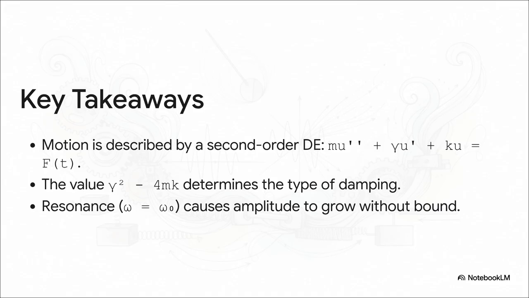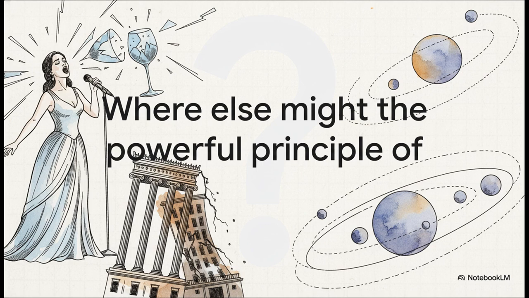Now, we've been focused on a simple mechanical system, but this idea of resonance is everywhere. It's why some buildings are especially vulnerable to earthquakes, it's how an MRI machine works, and it even plays a role in the orbits of planets and moons. So the question I want to leave you with is this. Now that you understand the math behind it, where else in the world around you can you spot this powerful principle at play?